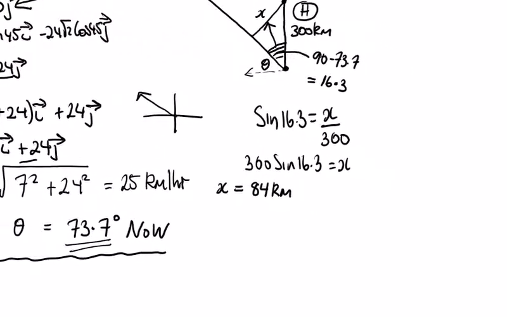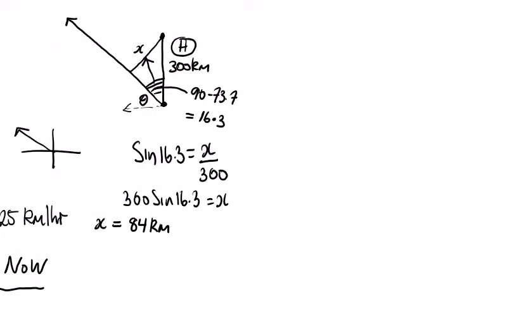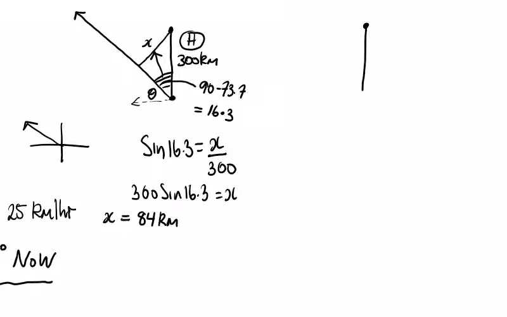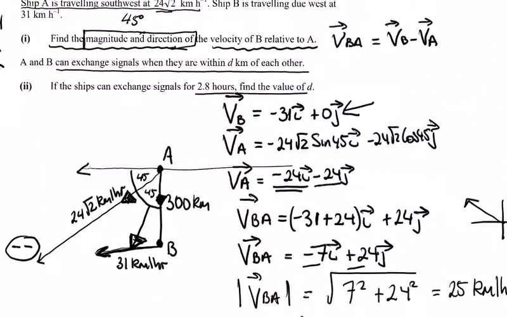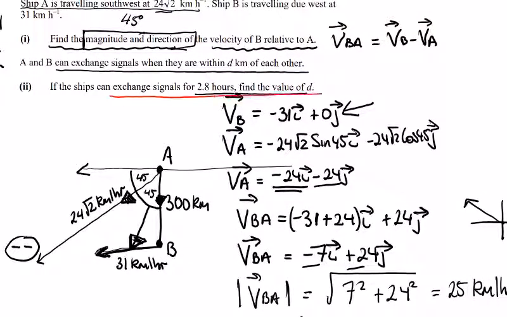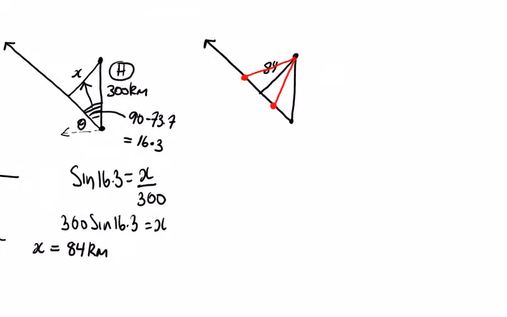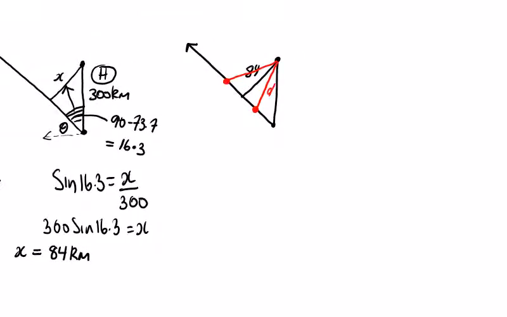So just go to a new diagram now. We have this and this. We have B relative to A. We have our shortest distance of 84. So what are we looking for in this? We're looking for this time along it. This is the distance between them when they're in range, and we're told it's 2.8 hours in the question. So they can exchange signals for 2.8 hours. Find the value of D, when they're within D kilometers of each other. Okay, so this red line is D. They can exchange signals within this range here.